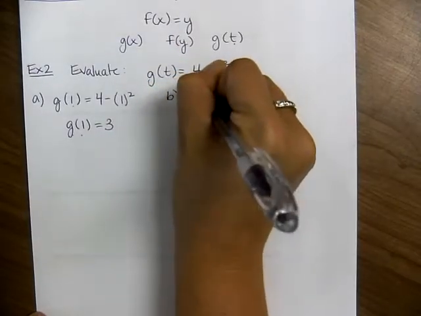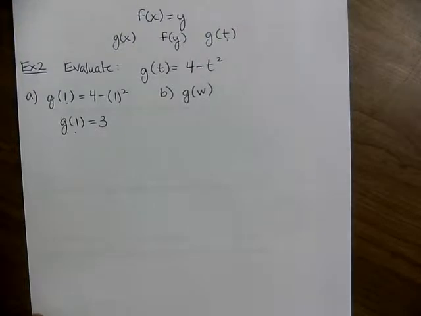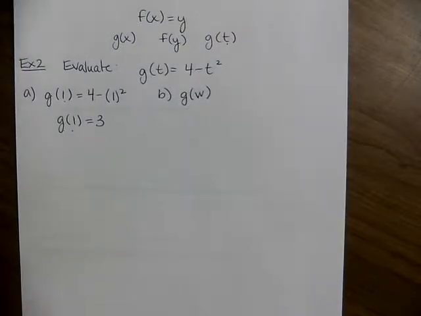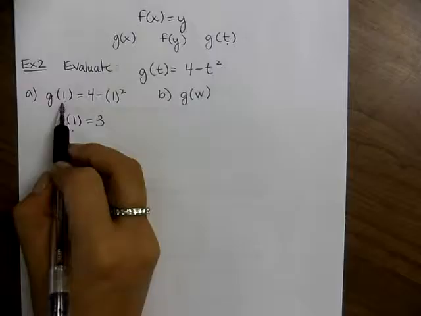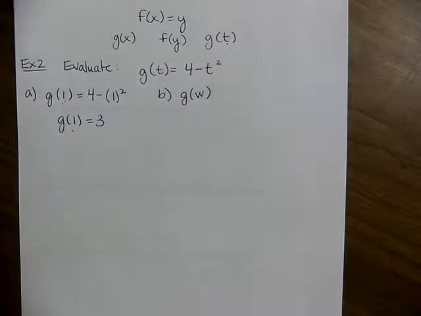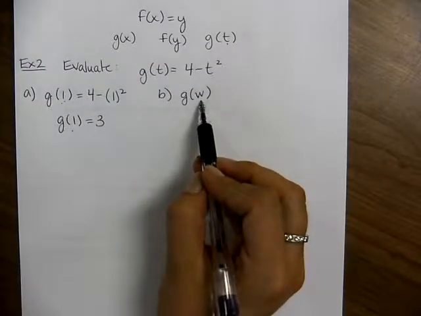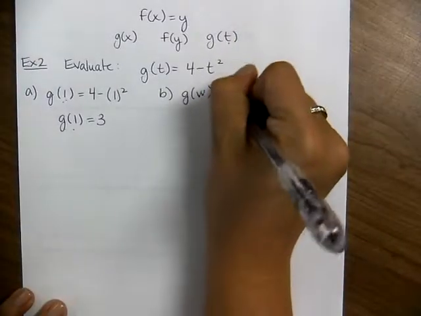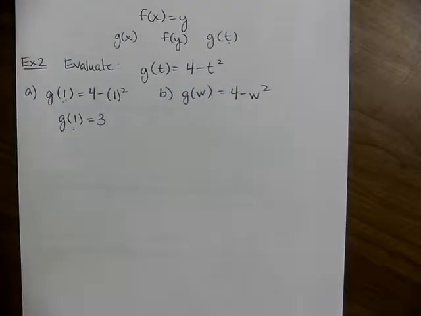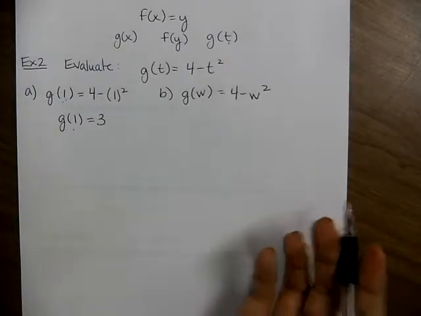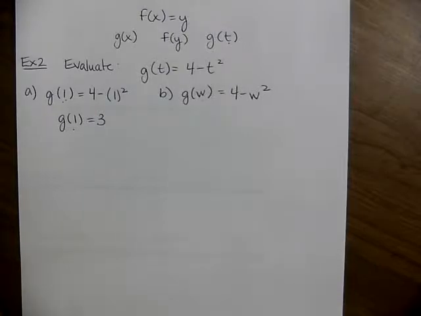If I asked you to evaluate g of w, what would you do there? What did we do here when I did g of 1? Right. Instead of t, I substituted in a 1. So instead of a t, what do I substitute? A w. So 4 minus w squared is what I get there. That's it. Okay? Sometimes it's going to be a value. Sometimes it's going to be an expression. It's just going to depend what you're plugging in.